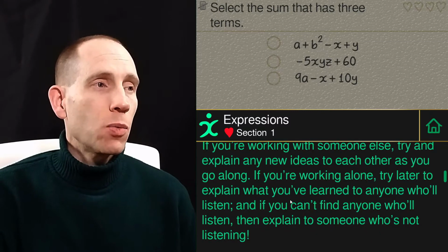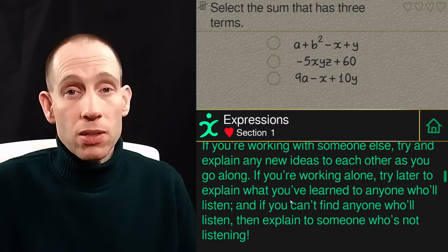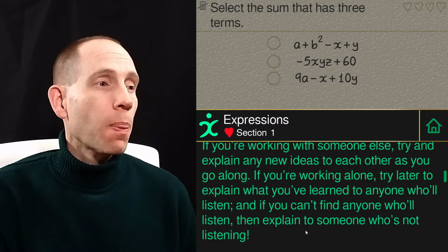Some info there. So if you're working with somebody else, it's a good idea to try and explain the new things that you're learning to someone else. That's a good practice for anything that you're learning.